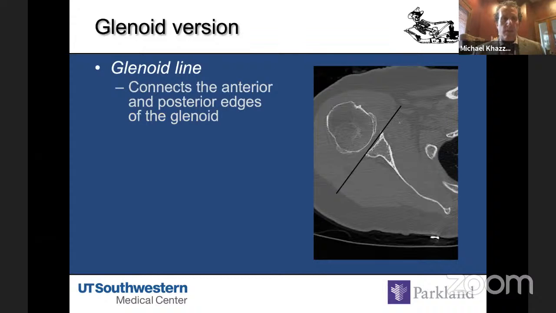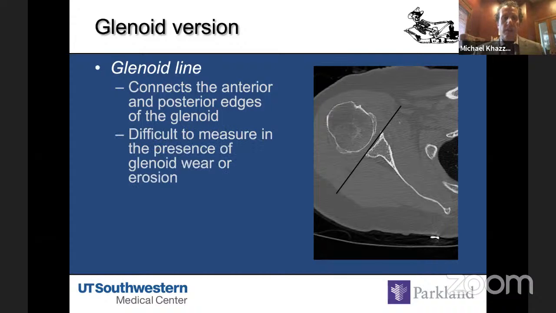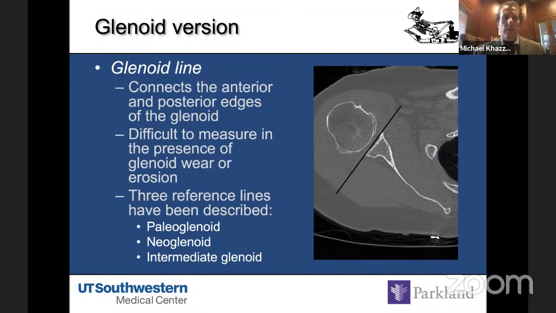Again, as terminology I used previously, the glenoid line is a line that connects the anterior and posterior edges of the glenoid, and this assesses the intermediate glenoid retroversion. It can be difficult to measure in the presence of glenoid wear or erosion, especially in the setting of a significant B2 or B3 glenoid, but oftentimes it will provide the intermediate glenoid version.